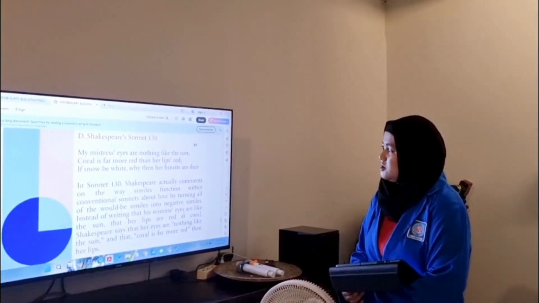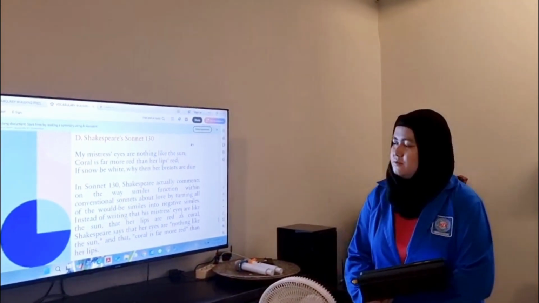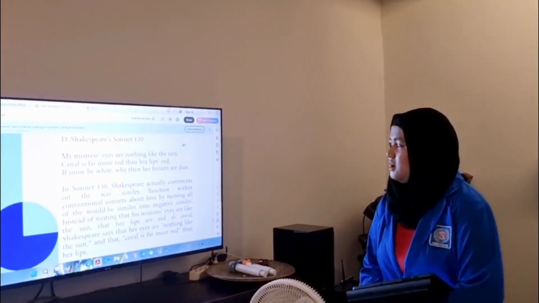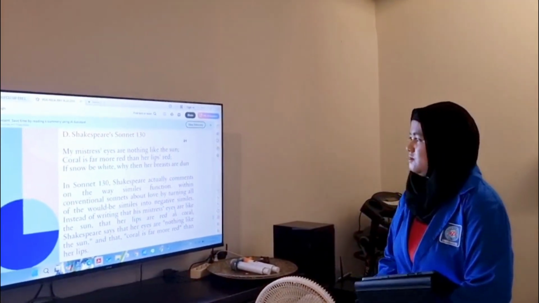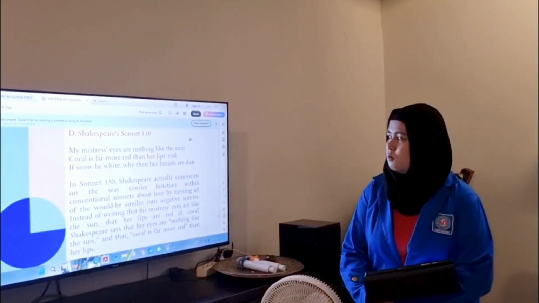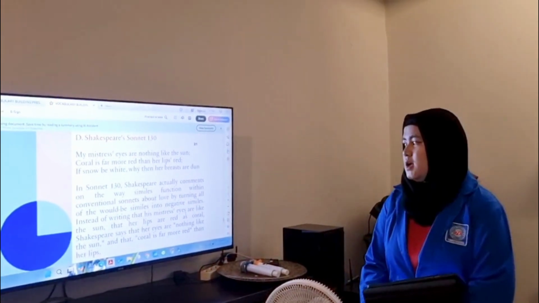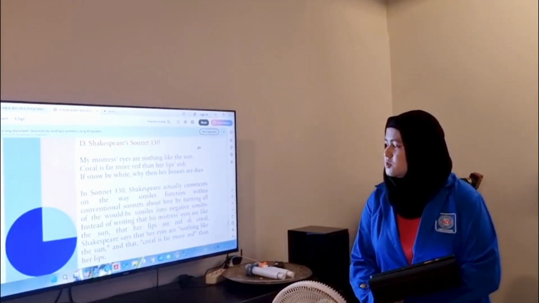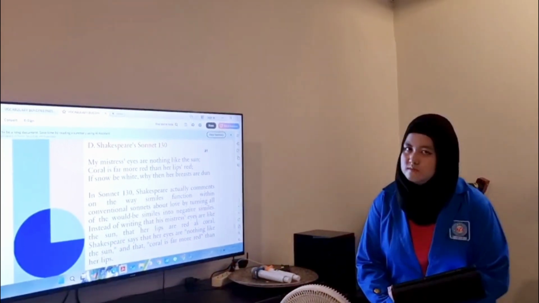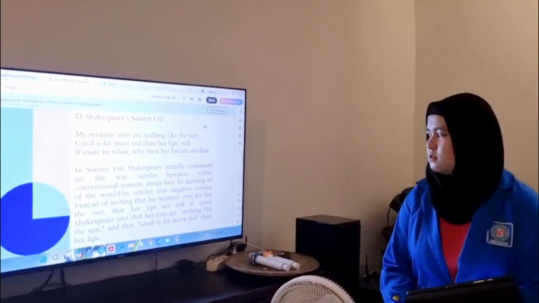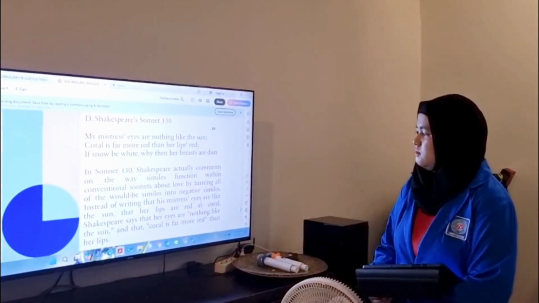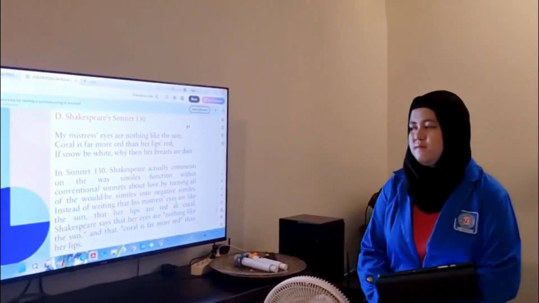And the Shakespeare sonnet 130. My mistress' eyes are nothing like the sun. Coral is far more red than her lips' red. If snow be white, why then her breasts are dun? Shakespeare actually comments on the way simile functions within conventional sonnets about love by turning all of the worldly similes into negative similes.